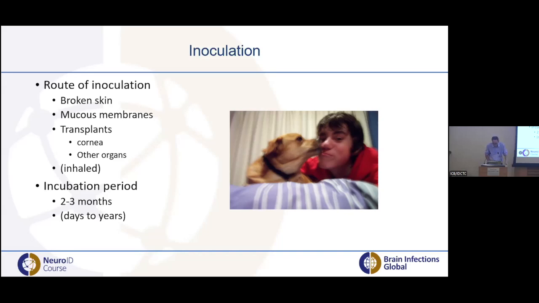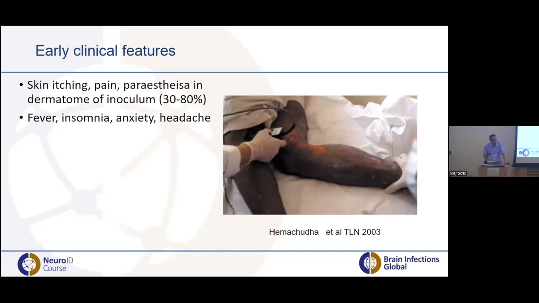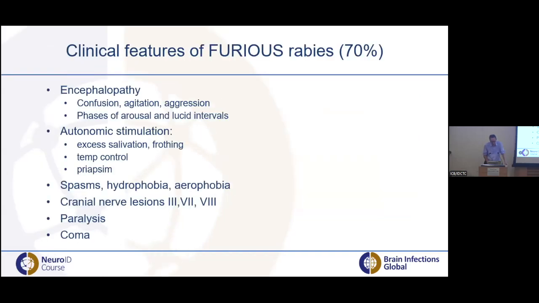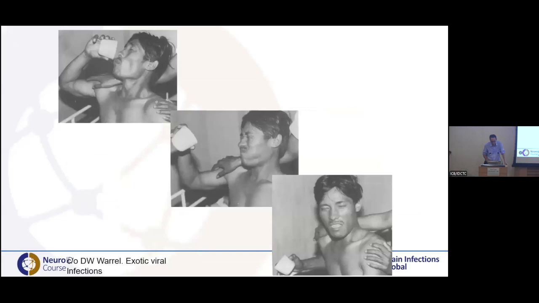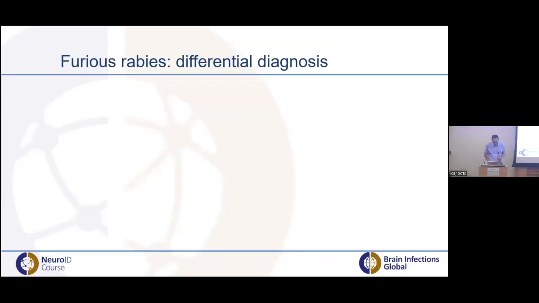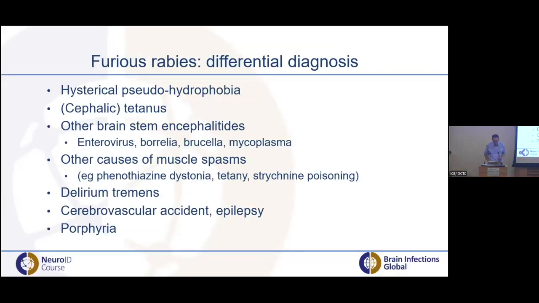Okay. So the features, you'll have heard about the classical features yesterday, the itching, the insomnia, the anxiety, and then the encephalopathy, the confusion, and the spasms. And here's a patient having spasms from Thailand, actually. Did you get a bit of video yesterday? Did he show you some video? All right. Well, I won't show you mine because it's horrible. Okay. And well, let's keep going.